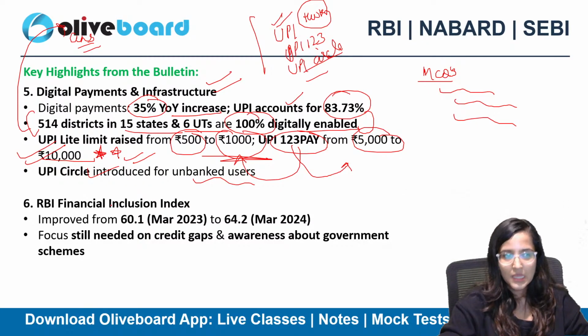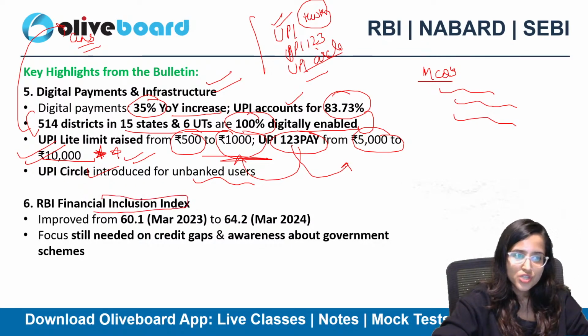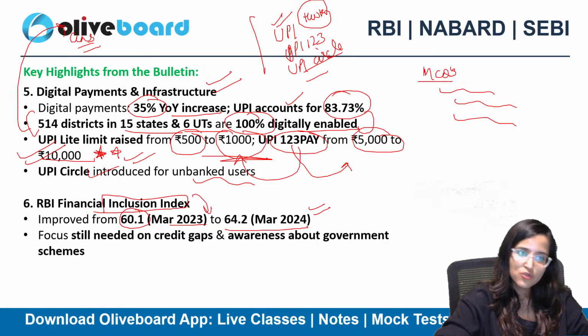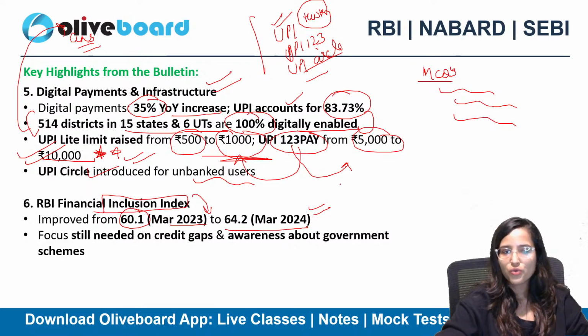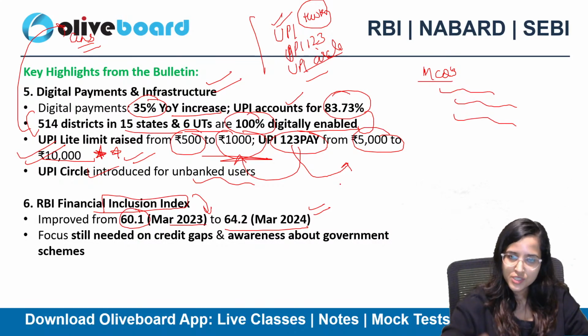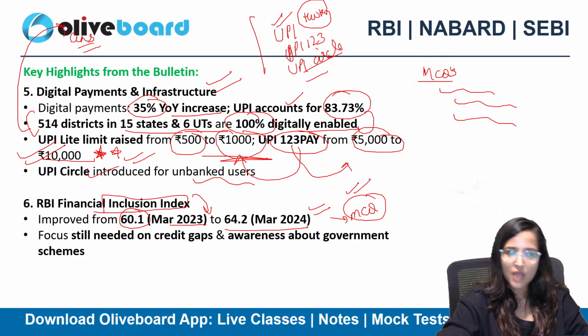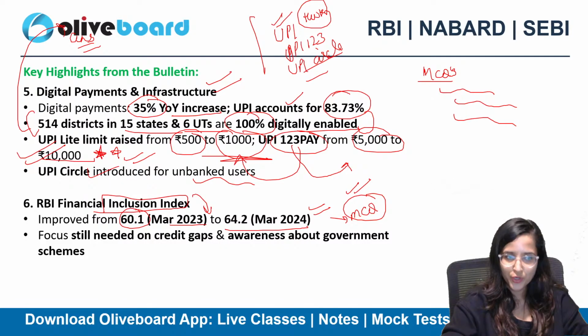RBI's Financial Inclusion Index improved from 60.1 in March 2023 to 64.2 in March 2024. So here also they can ask what is the current value according to RBI's Financial Inclusion Index. It has improved from 60.1 to 64.2. Such an MCQ can come directly. So you should remember this too: 60.1 to 64.2.